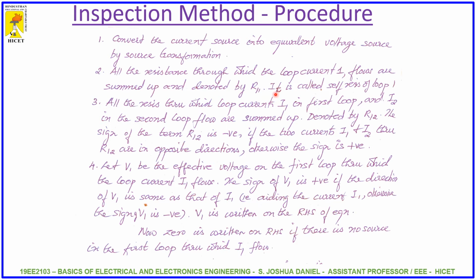And we need to take the total resistance in that particular loop and mark it as R11. And if there are any common resistors between the loops, that is marked with R12. One is the first loop and two is the second loop, and we denote it with a negative sign. And then we will mark the current directions according to our wish, clockwise or anti-clockwise, and we give it a name as I1, I2 or I3, right?